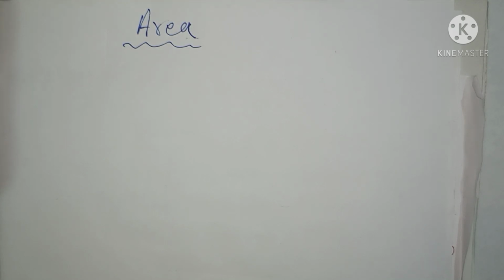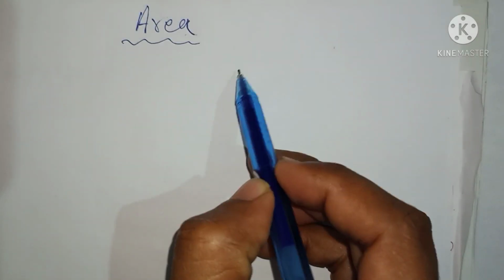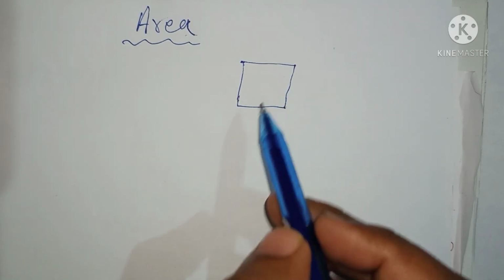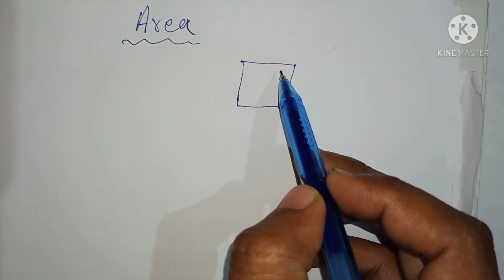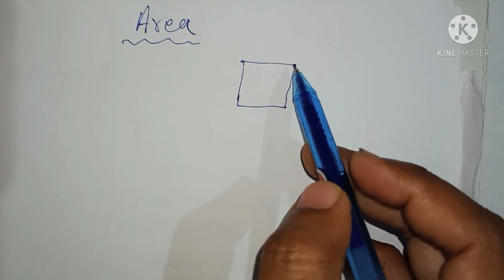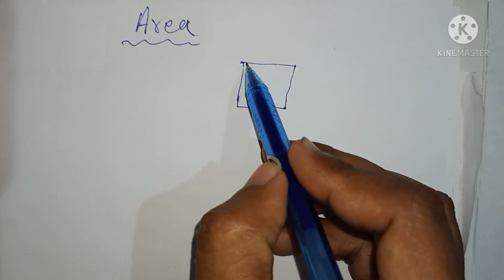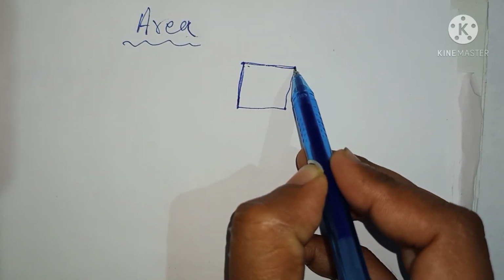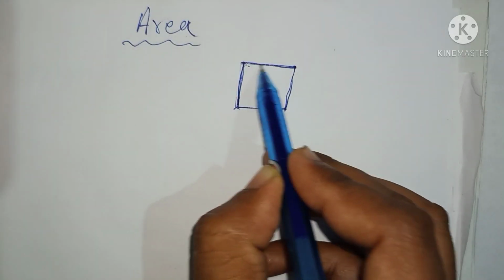So in this video we'll discuss the area. Suppose I take one example. This is the figure. In this figure I will ask you, what is the area of this figure? What will you say? Before that, we have already discussed the perimeter. What is the perimeter? I told you that perimeter is only the distance covered by the boundary. This is the boundary. So how much distance is there?